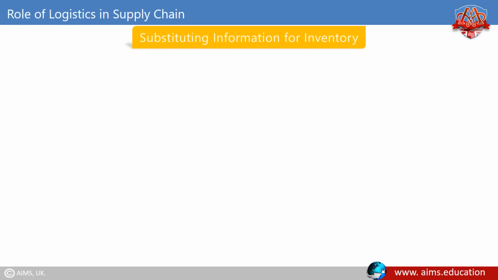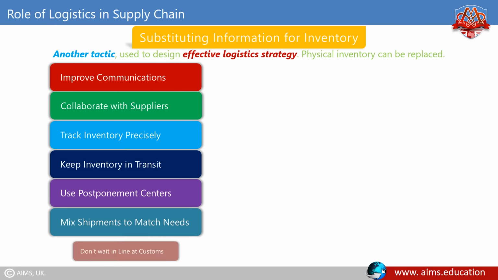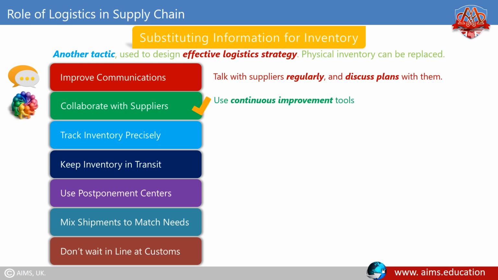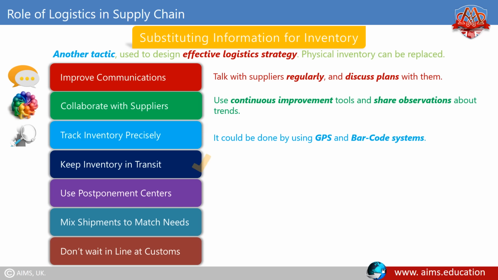Substituting information for inventory. It is another tactic used to design effective logistics strategy. Physical inventory can be replaced by better information in the following ways. Improve communications. Talk with suppliers regularly and discuss plans with them. Collaborate with suppliers. Use continuous improvement tools and share observations about trends. Track inventory precisely. It could be done by using GPS and barcode systems. Keep inventory in transit. It reduces inventory costs, for example, cross-docking.